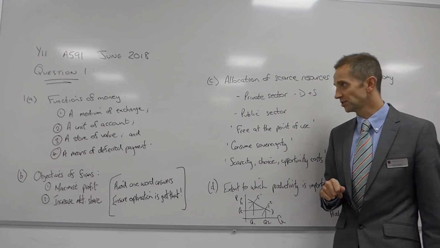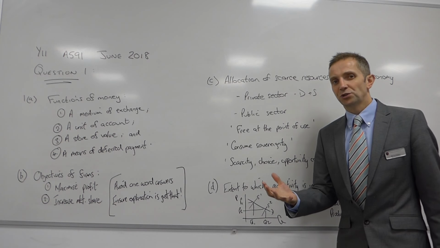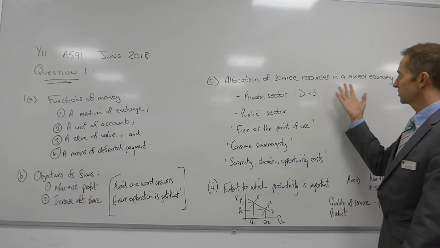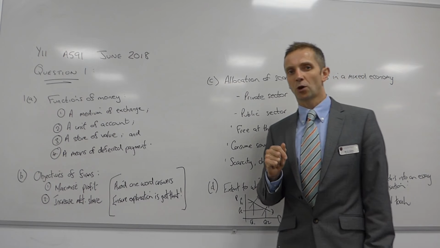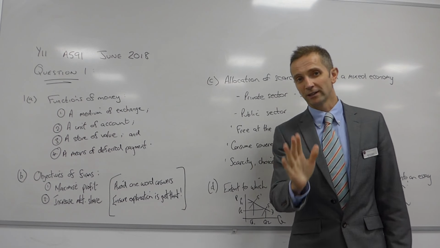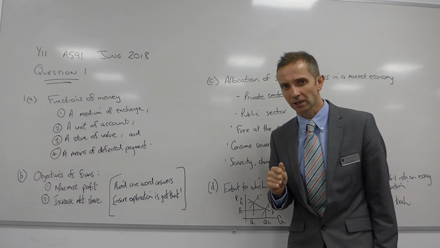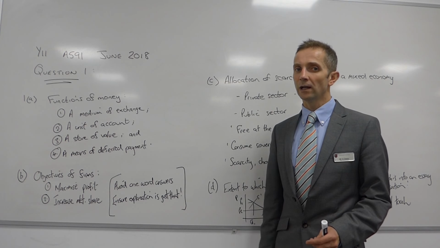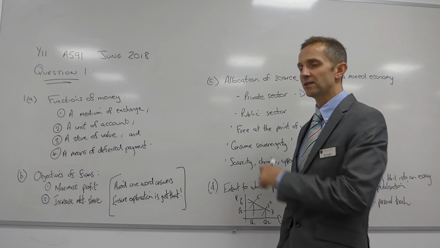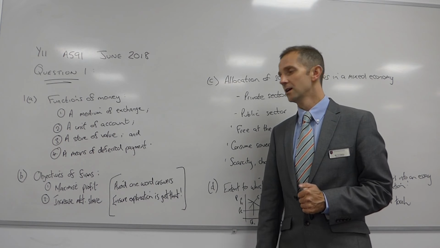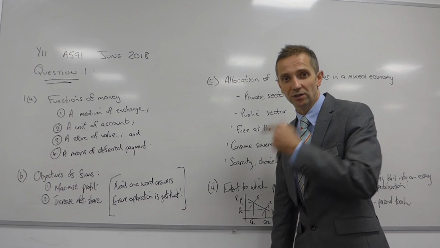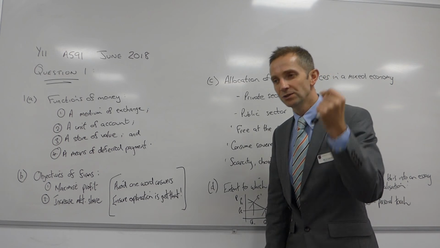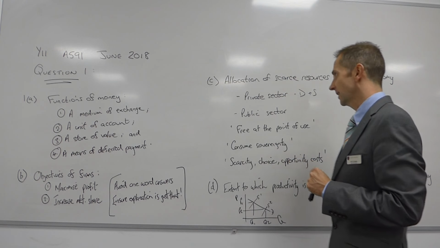Okay, moving on, part C. Asked you to explain how scarce resources are allocated in a mixed economy. Now this is something which we covered last week when we looked at the product market. So those of you who didn't do so well in this, I refer you back to the notes and the diagram that we drew last week. Those of you who did well in this, you did refer to those notes and you did include the diagram, which is nice to see.